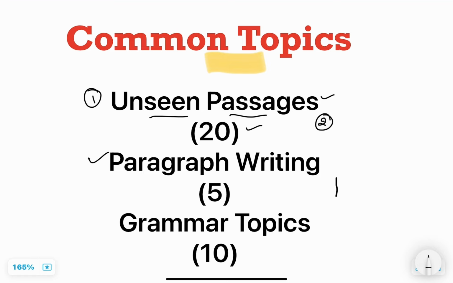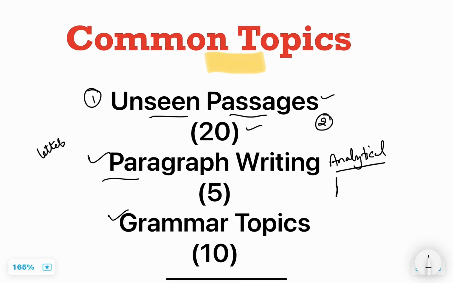Next one is paragraph writing. In the writing section, in class 9, one was a diary entry, another one was story or paragraph writing. But in class 10, one will be letter writing and another one is paragraph writing, which is almost the same as class 9, because in class 9 we studied analytical paragraph or discursive paragraph. So in class 10, paragraph writing would remain the same topic.